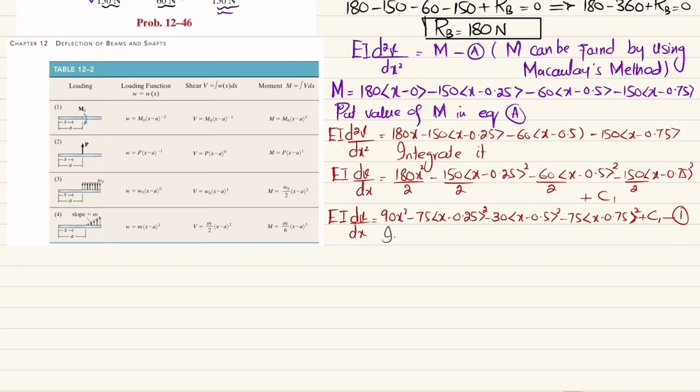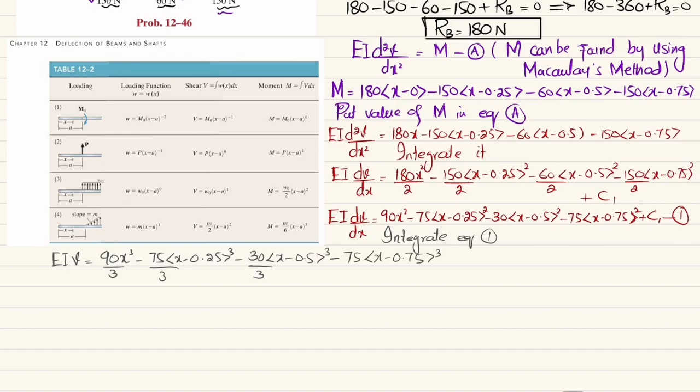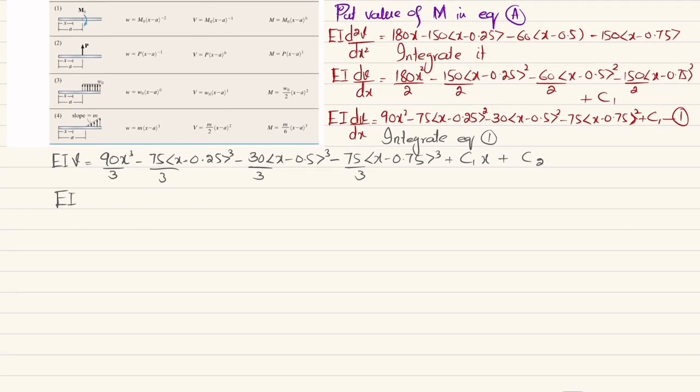So integrate equation number 1. You will get EI V equal to 90x cube over 3 minus 75 into x minus 0.25 whole cube over 3 minus 30 into x minus 0.5 whole cube over 3 minus 75 into x minus 0.75 whole cube divided by 3 plus C1x plus C2. If you further simplify it, you will get EI V equal to 30x cube minus 25 into x minus 0.25 whole cube minus 10 into x minus 0.5 whole cube minus 25 into x minus 0.75 whole cube plus C1x plus C2. And this is your equation number 2.